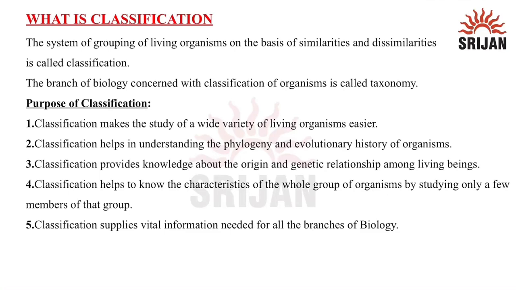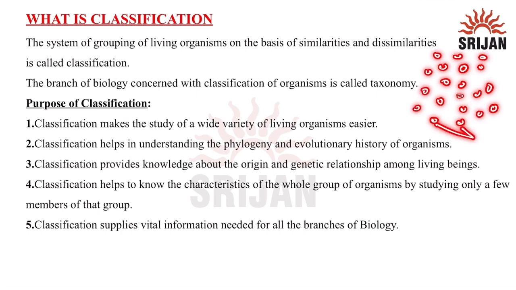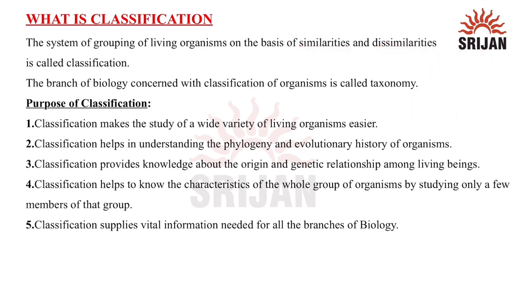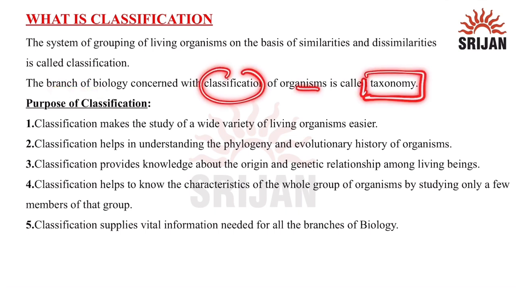In this video, we will learn about classification. So first of all, what is classification? Classification basically means that we have a ton of living organisms with us. Now, if we study them individually, that would be a very tedious task. So we classify them based on some similarities and dissimilarities. So this system of grouping of living organisms on the basis of similarities and dissimilarities is called classification. And the branch of biology which is concerned with the classification of organisms is taxonomy.